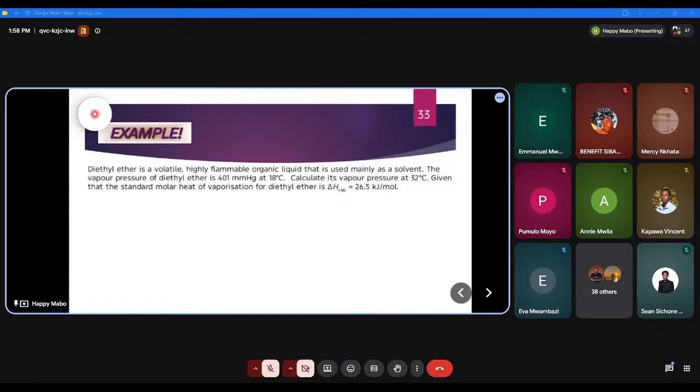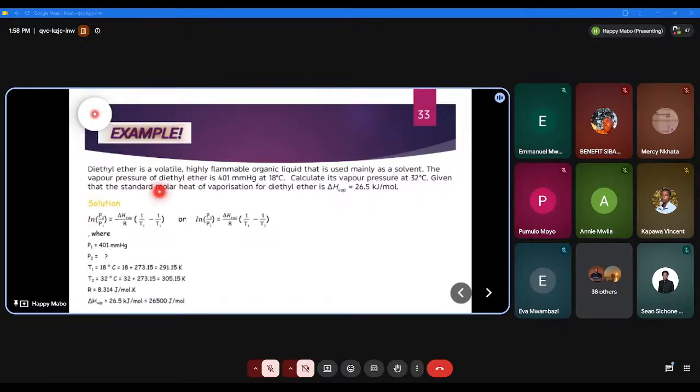So just hang on. Calculate its vapor pressure at 32 degrees Celsius, given that the standard molar heat of vaporization for diethyl ether is 26.5 kilojoules per mole. Okay, so I present to you two yet again rearranged forms of the equation that we saw in the previous slide.